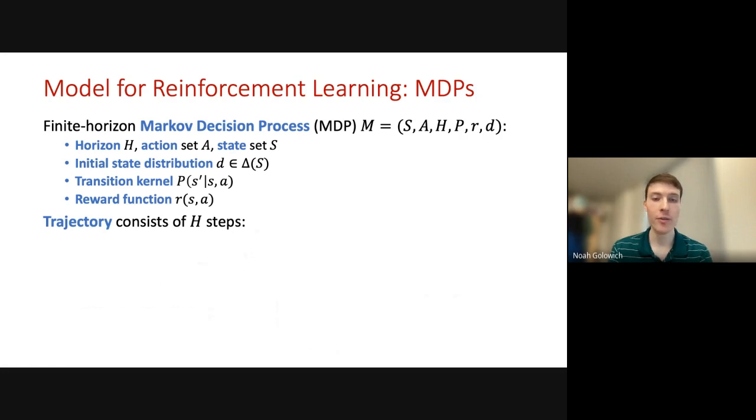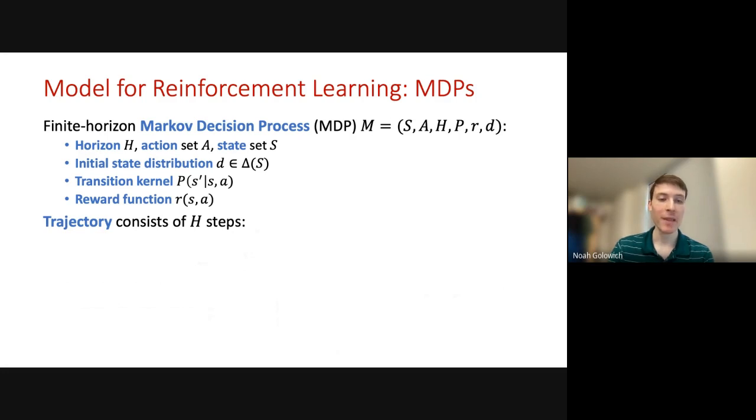So I'll briefly review the notation for MDPs. An MDP, or Markov decision process, consists of the following components. There's a horizon H, which is a natural number, an action set capital A, and a state set capital S. There's an initial state distribution D over states, a transition kernel P of S prime given S, A, which gives the probability of transitioning to S prime, given that we're in state S and take action A. And finally, there's a reward function R of S, A, which tells us the reward that the agent receives if we're in state S and take action A.